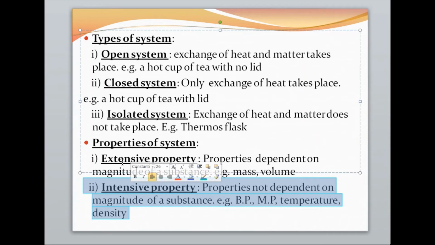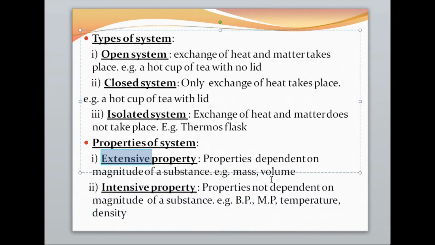In extensive property, you know it very well, 1 kilogram of sugar and 10 kilogram of sugar, they are different. By what? By mass or by weight. So that is called an extensive property, wherein the magnitude plays an important role. Here there is no dependence on magnitude, so the number doesn't matter. Whether I take 10 ml water or 100 ml water, the boiling point will remain the same. So such kinds of properties are called intensive properties.